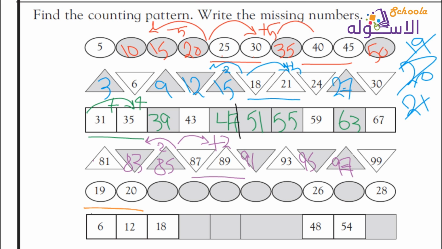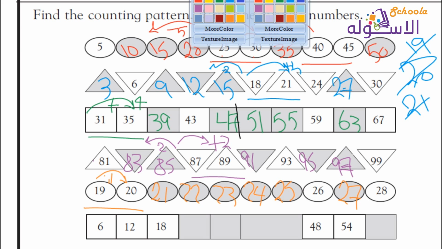Here, 19, 20. So I add only 1. I'm adding only 1. Okay, so 21, 22, 23, 24, 25, 26, 27. Okay, the last one.